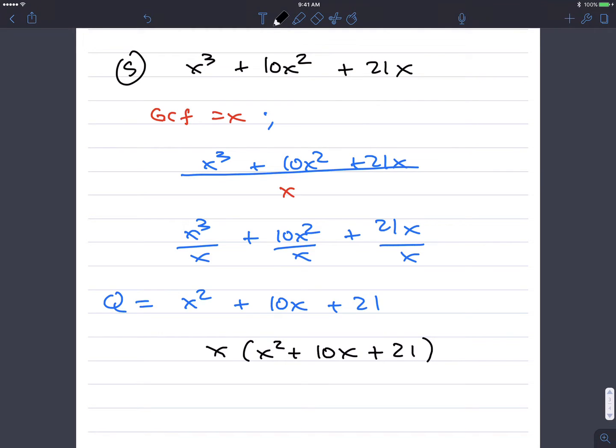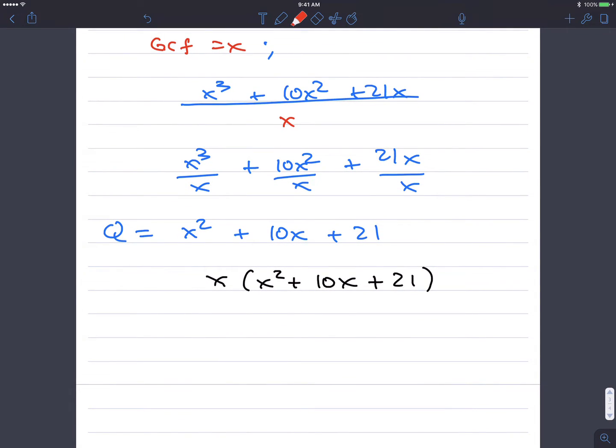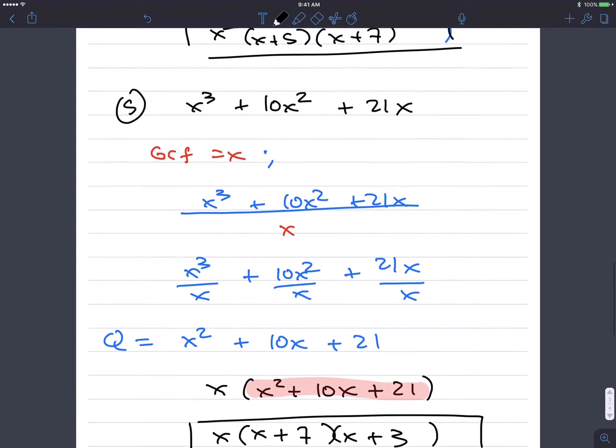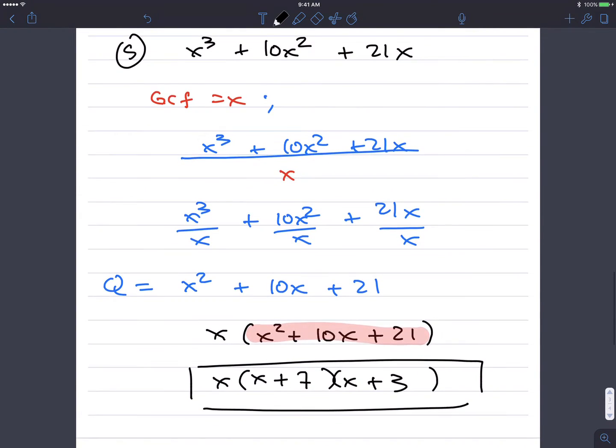All right, so what do you do next? Factor the quotient. x times, what is it going to be? The product has to be 21 and the sum is 10. So what do you get? That's 7 and 3. Good. There you go, factor completely. If you have to, go back to that homework assignment, redo some of those, clear out the cobwebs, and now you've got some good factoring.